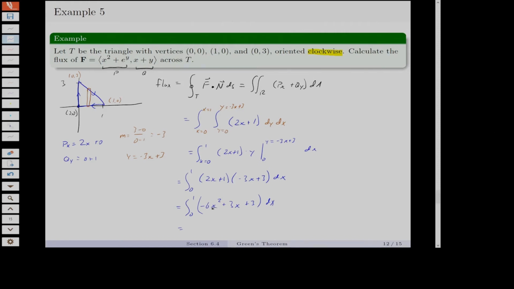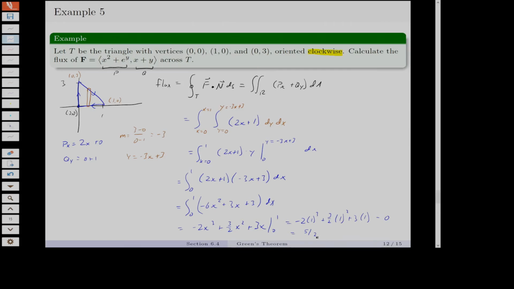When I integrate x squared, I get 1/3 x cubed. When I integrate x, I get 1/2 x squared. When I integrate 3, you get 3x. So I get -2 times 1 cubed plus 3/2 times 1 squared plus 3 times 1. Now I plug in 0, they're all zeros. So I have -2 plus 3/2 plus 3, which gives me 5/2.